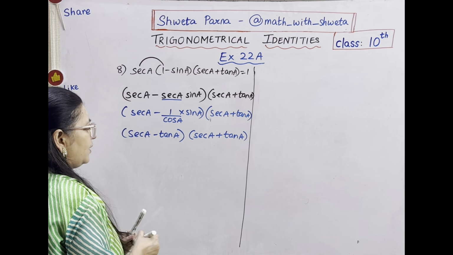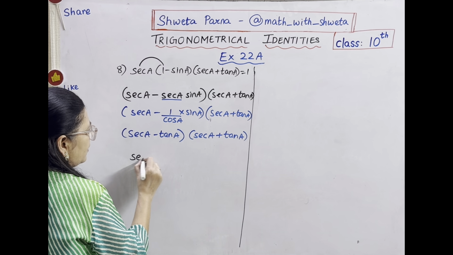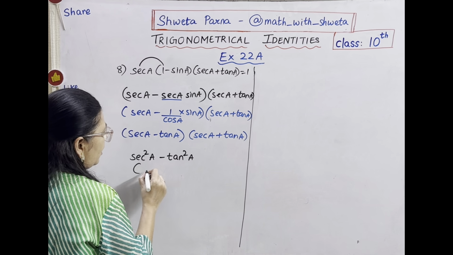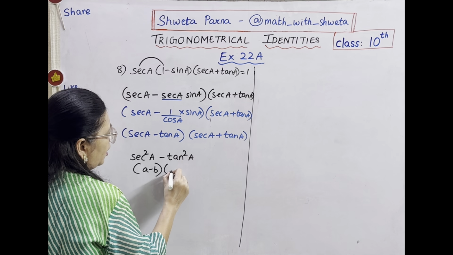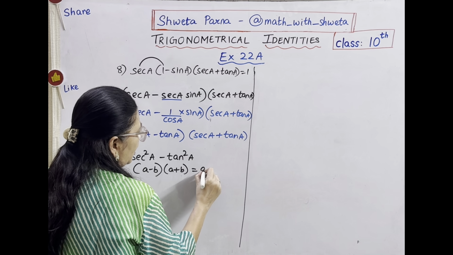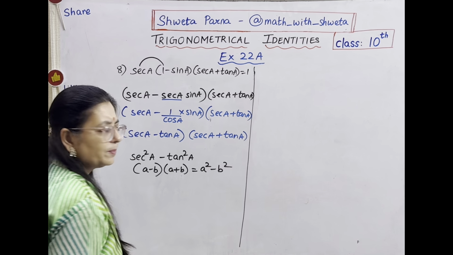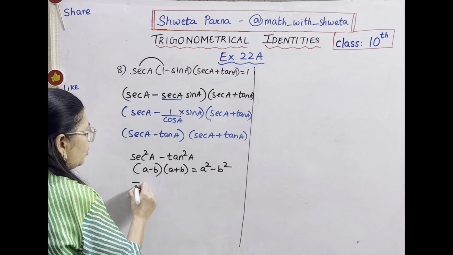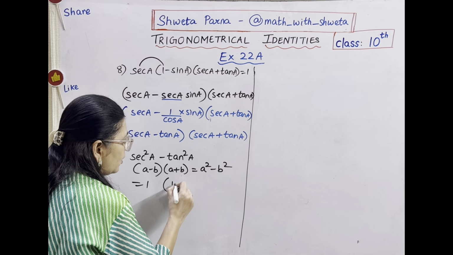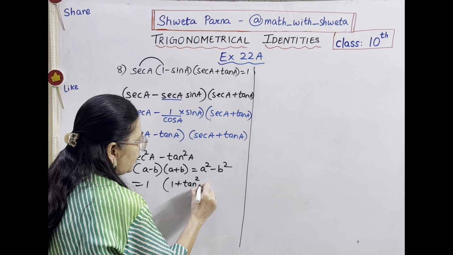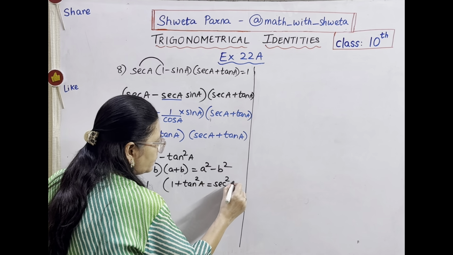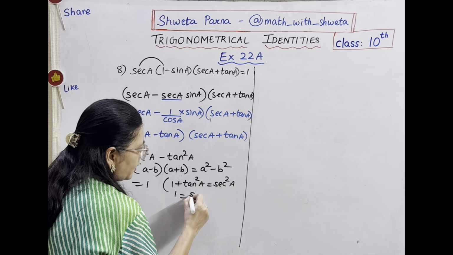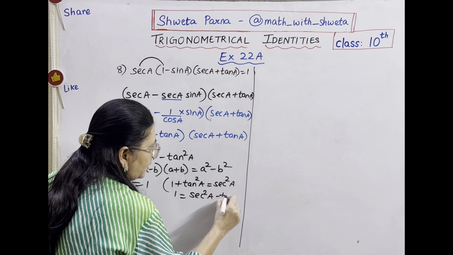So here we are using the identity. So this will become sec square a minus tan square A. Why? Because A minus B into A plus B is A square minus B square. Correct? Now what is sec square A minus tan square A? The value is 1. How? Because 1 plus tan square A is equal to sec square A. Correct? So 1 is equal to, I take tan square A to the other side, sec square A minus tan square A.